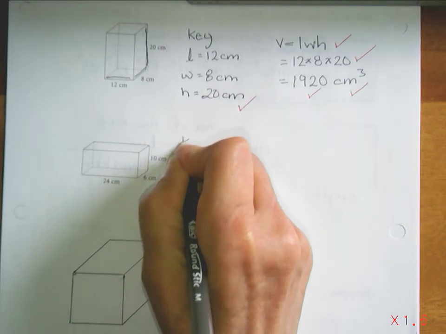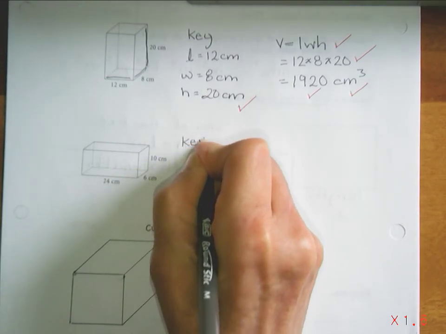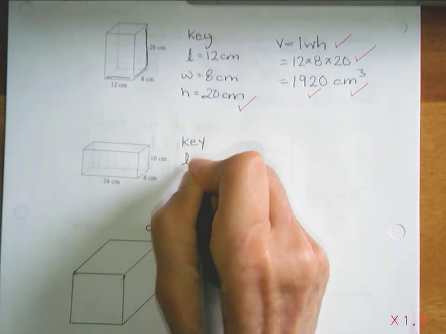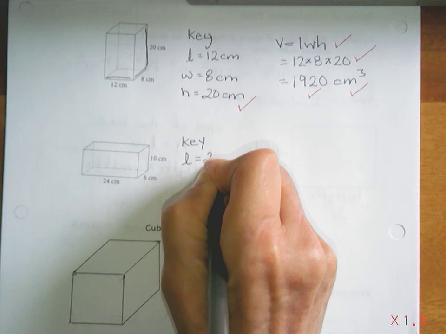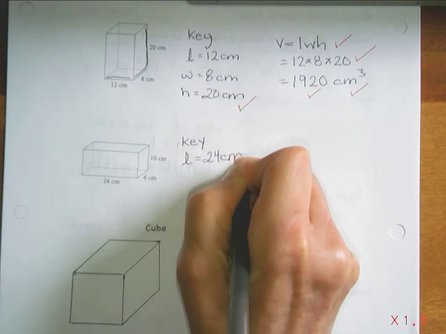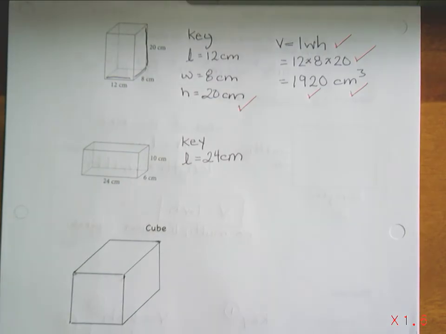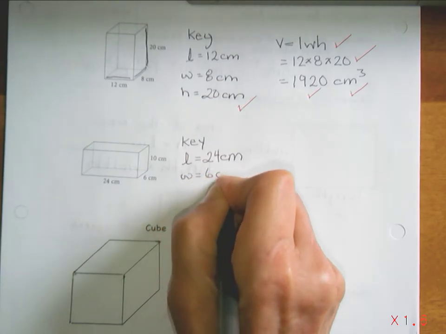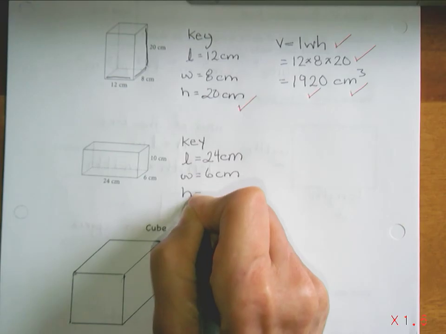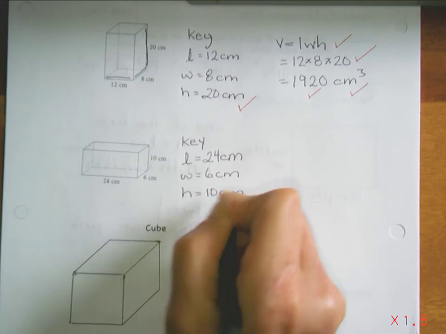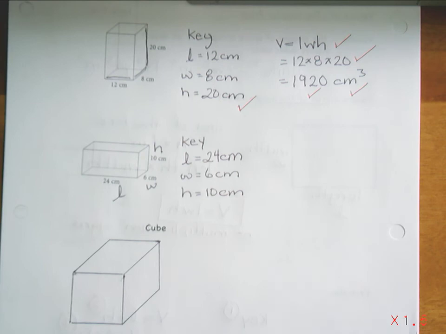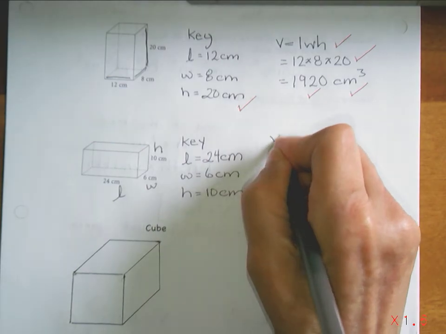And again, if you want to stop this, you can. That way you could try it and then you could compare it to my answer, just like we would do if we were in the classroom. In this case, the length is 24, the width is 6, and the height is 10. Length, width, height. You write down the formula.